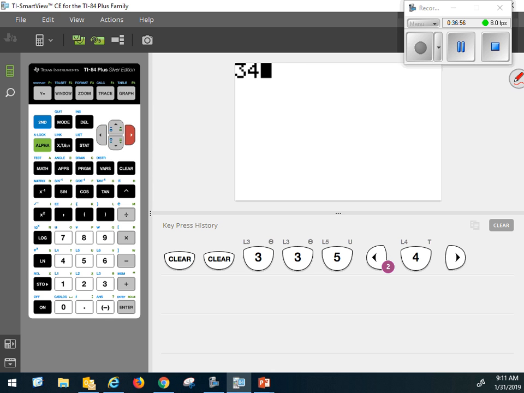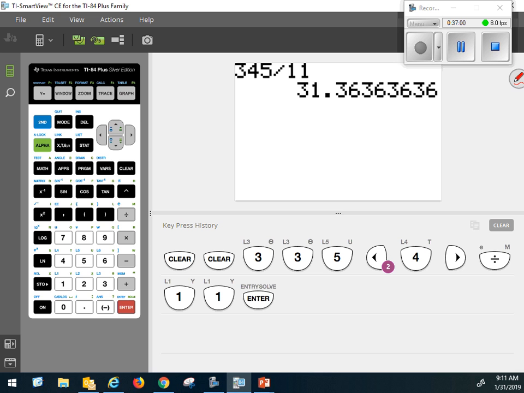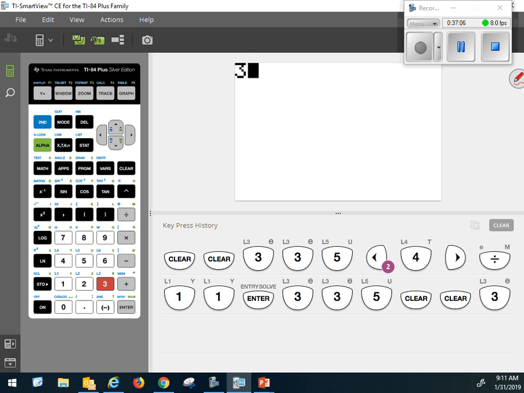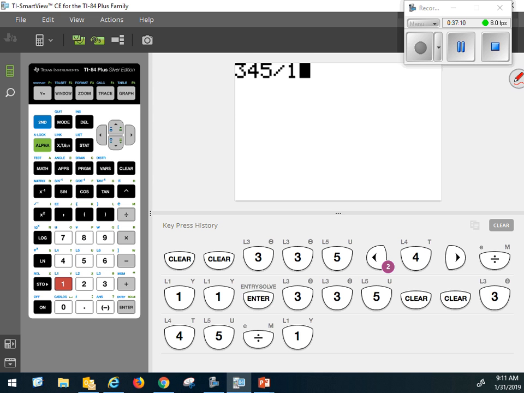345 divided by 12. Oops, I did 11. I don't know what's wrong with my fingers. I'm going too fast. Slow down. 3, 4, 5 divided by 12. Okay, so you get 28.75, right?